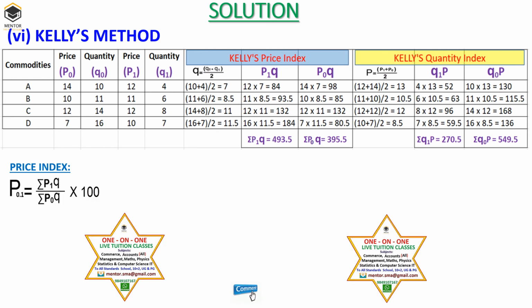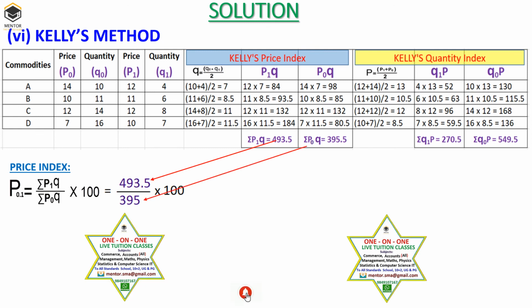The formula is P01 equals summation P1 Q divided by summation P0 Q into 100. So I'm going to put the values from the tabulation here: 493.5 is the P1 Q value, 395.5 is the P0 Q value. If I do the calculation, I will get 124.7. This is my price index under Kelly's method.